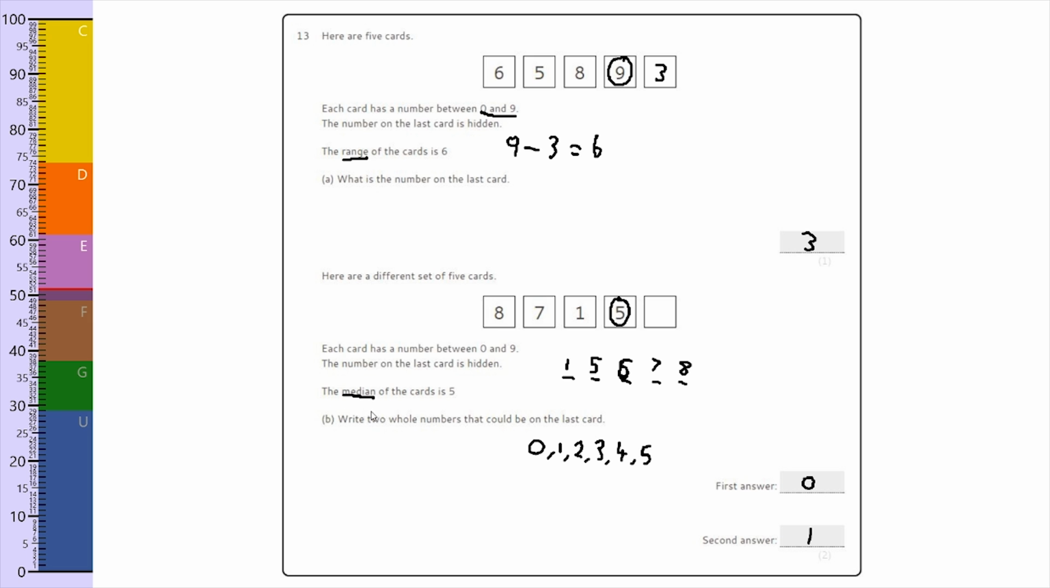Now when it says write down 2 whole numbers that could be the last card, sometimes a mistake is that people write the same number. It's looking for 2 different answers on this, and you'd probably only get 1 mark if you wrote down the same number. So you'd have to have different numbers. It's just a mistake sometimes people make.